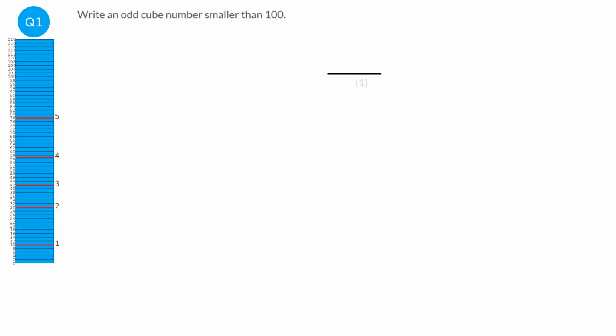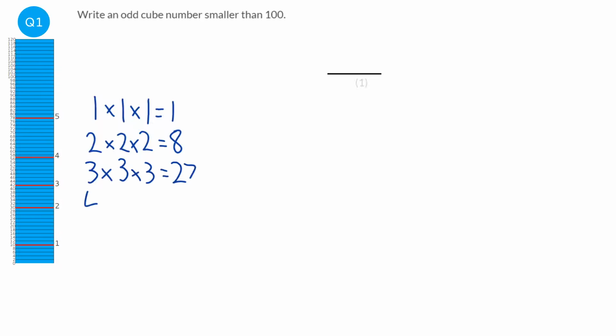So we need to first of all understand what a cube number is. A cube number is the answer when you get an integer, or whole number, and multiply it by itself three times. So 1 times 1 times 1 is 1, 2 times 2 times 2 is 8, 3 times 3 times 3 is 27, 4 times 4 times 4 is 64, and 5 times 5 times 5 is 125. So 1, 8, 27, 64, 125 are all cube numbers, and it goes on forever.